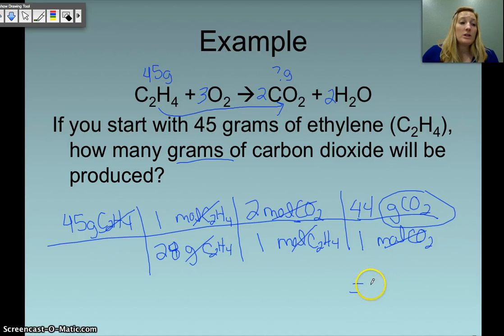So just like what we've been doing, multiply across the top, divide across the bottom, and you should get an answer around 141.4 grams of CO2. So pretty much the same stuff that we've been doing. We just added the one step going from mole to mole so that we could go to different substances.